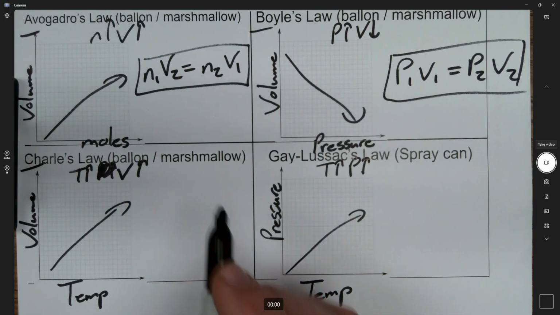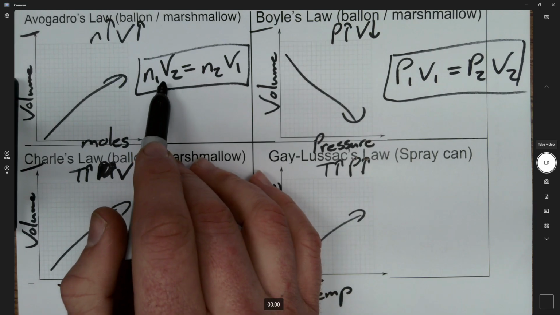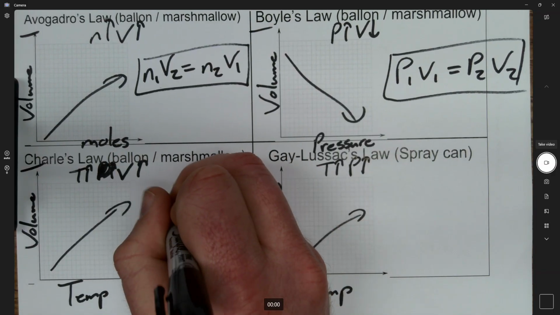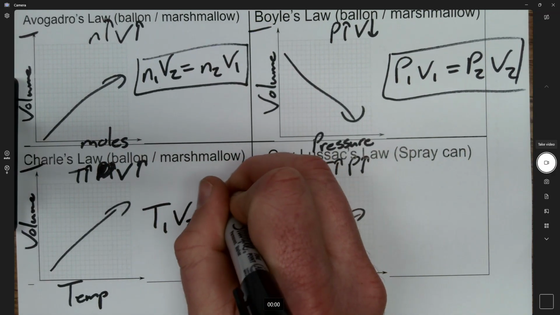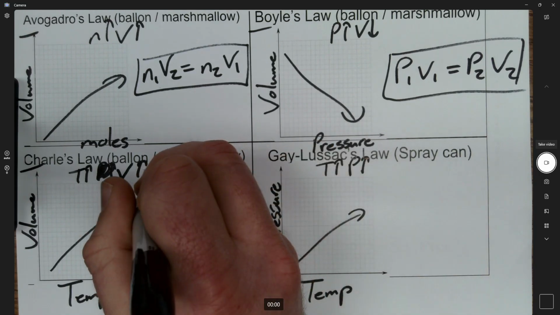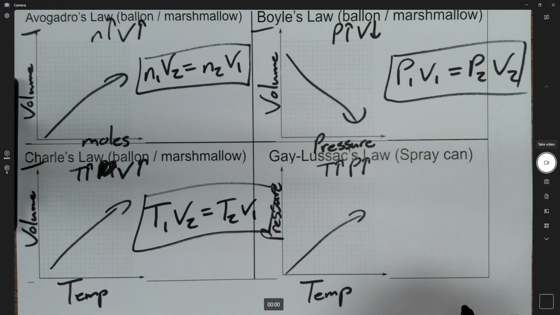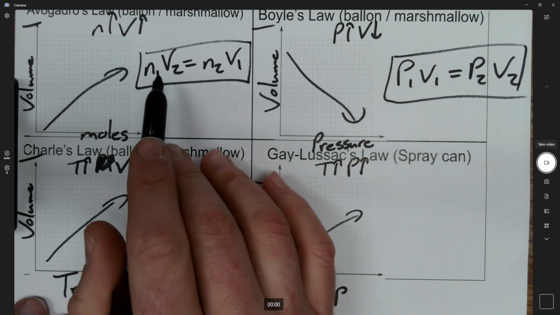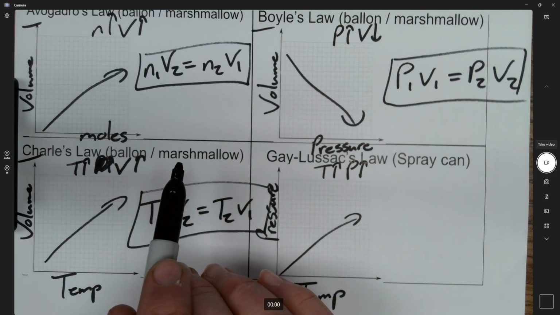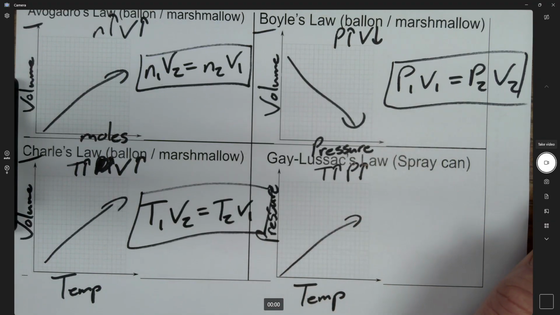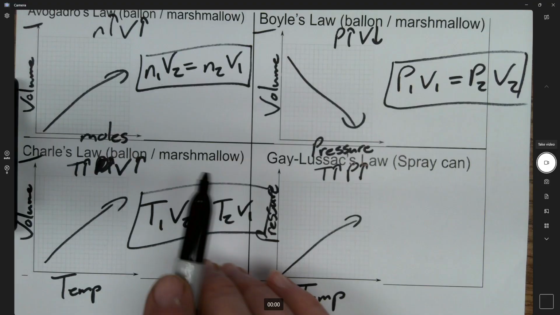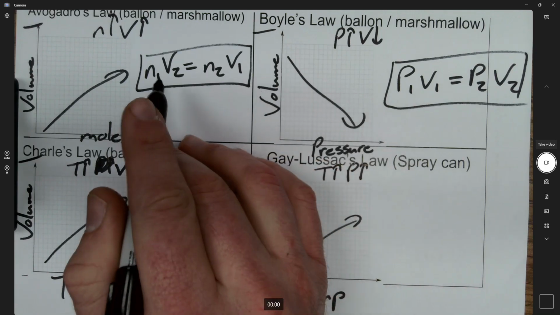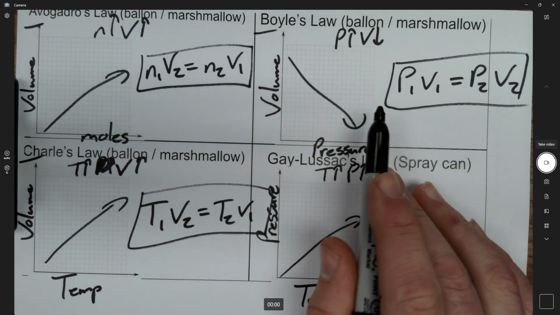Charles, another one of my direct relationships. Therefore, I'm going to have that 1, 2 equals 2, 1. T1 times V2 equals T2 times V1. Notice that my direct relationships have that same 1, 2, 2, 1 pattern. My indirect has my 1, 1, 2, 2. One way to help us remember which one's which: if it's direct, 1, 2, 2, 1. Indirect, 1, 1, 2, 2.